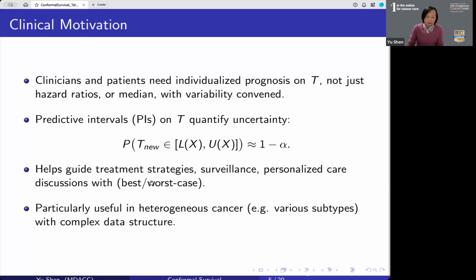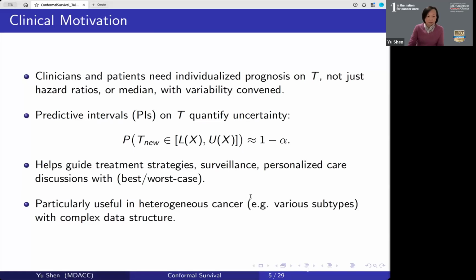Given this kind of prediction, it will help guide treatment selection. This interval gives us the best and worst scenario, so a range. It's particularly useful in heterogeneous cancer. Nowadays we even call breast cancer such a heterogeneous cancer because it consists of so many different subtypes, and they all have very different prognoses. So the observed data can be complex, and how do we have confidence to assume the regression model or association model is correctly specified?